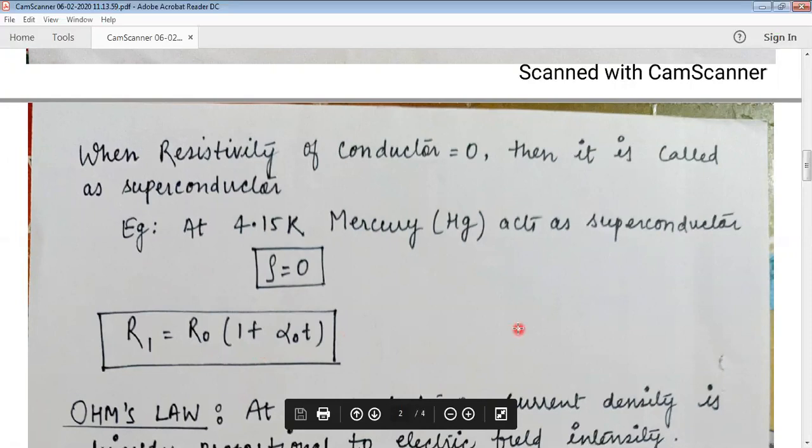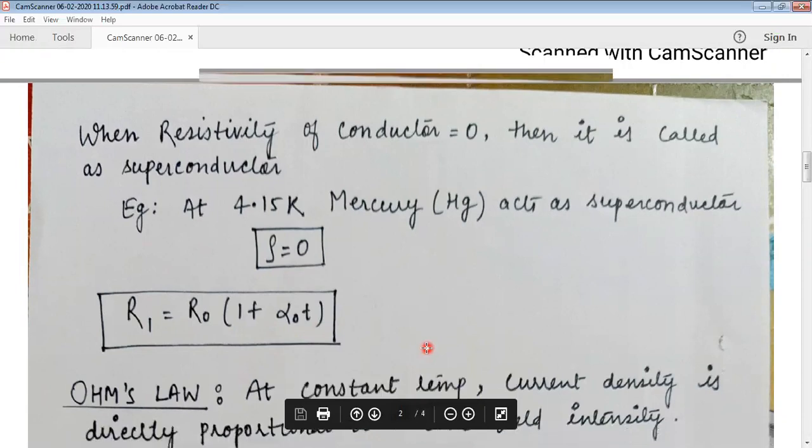Now let's see Ohm's law. And this R1 is the resistance after the change in temperature. This R0 is the resistance of the material at 0 degrees, and this alpha naught is the temperature coefficient, and T is the change in temperature.